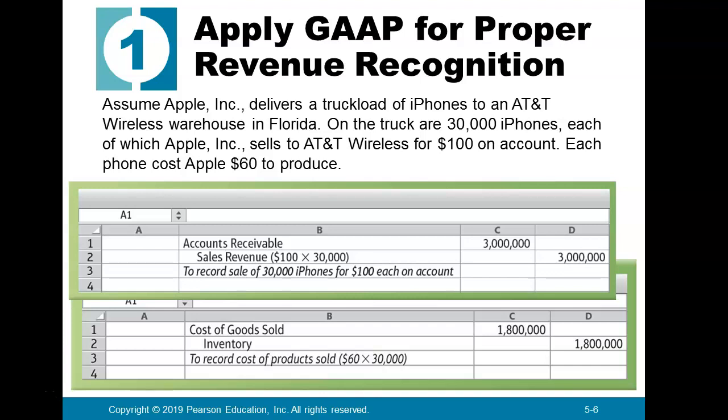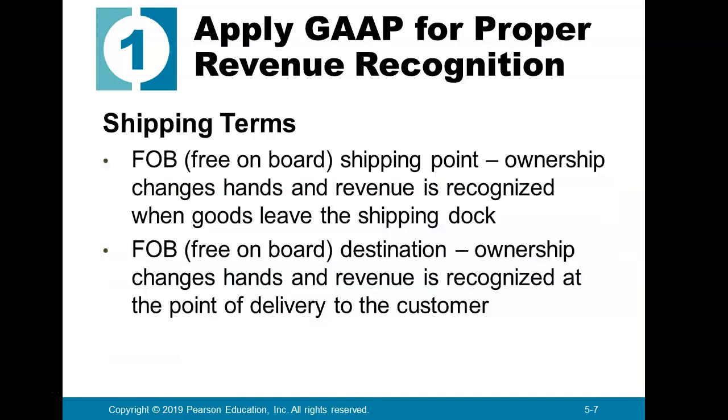So we're going to reduce our inventory, and we reduce assets with credits. So you'll see a $1.8 million credit. Why is it $1.8 million? Because it cost them, according to this, $60 to produce. So if we take $60 and multiply it by the 30,000 phones that we actually sold, that's how much the cost is going to be. So our cost of goods sold, which is going to be shown on the income statement, is $1.8 million, and we're going to debit that and credit our inventory.